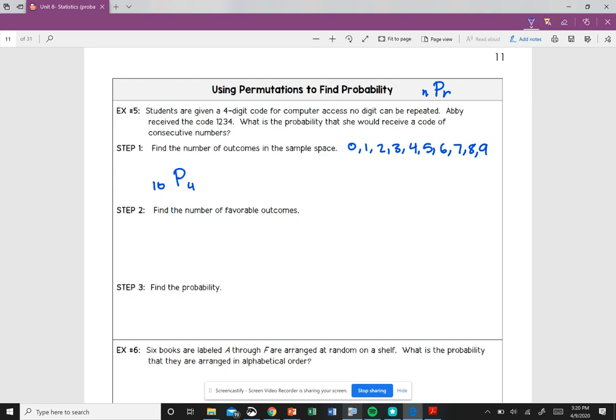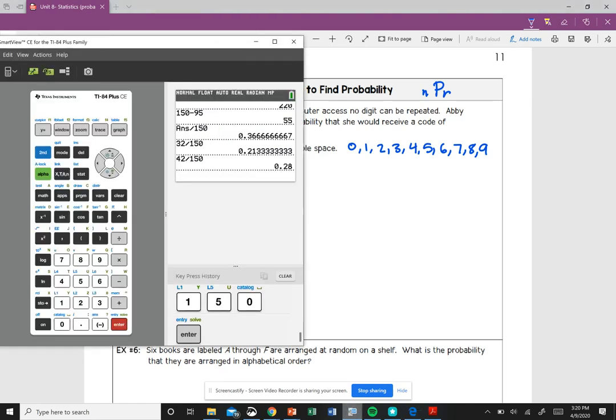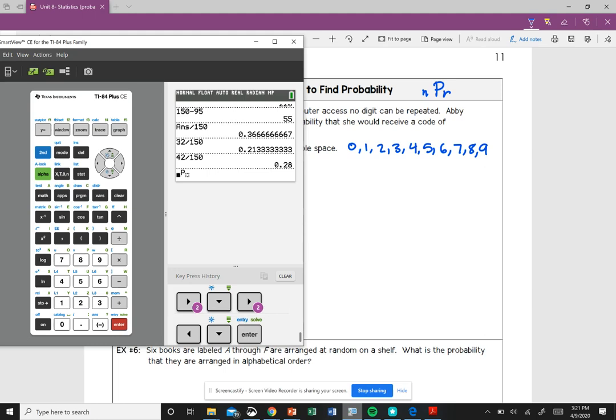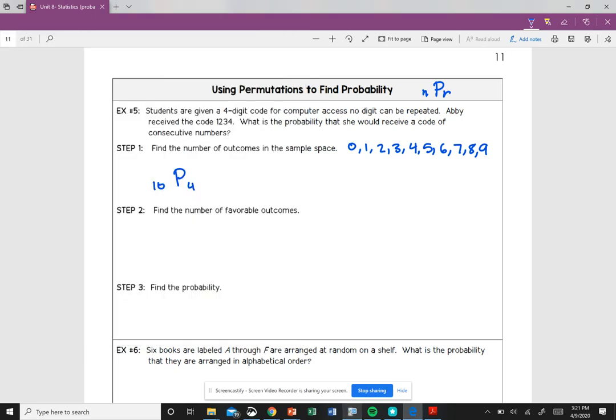Now I'm going to show you something on your calculator. Some of you might have already noticed it. If you press math and you go over to prob, which is probability, and then we're going to do nPr. So my n is 10, and my r is 4. So that's 5,040.